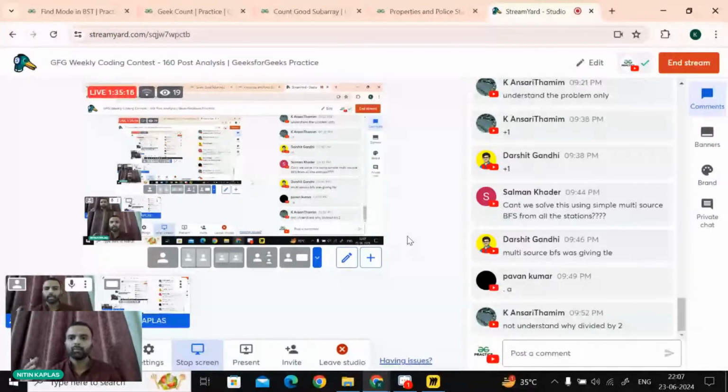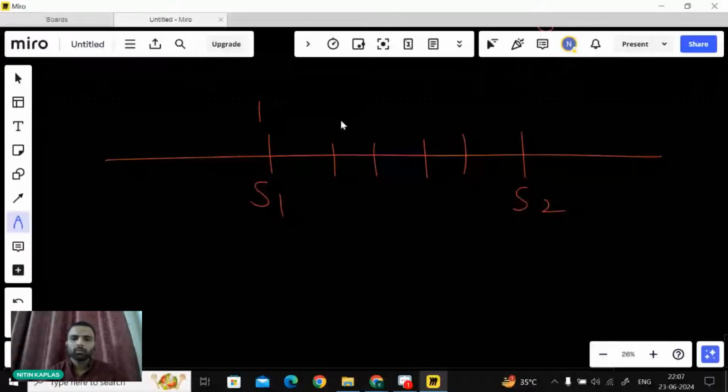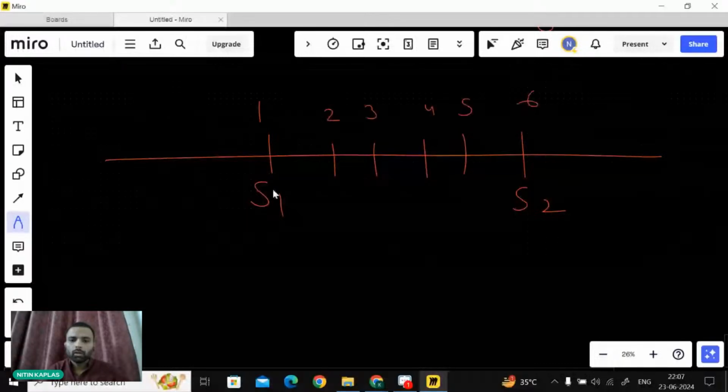Just do the dry run, if you don't understand why we divide by 2. As I already told you, this part I also told you. Okay, so if you have this 6, this 8. Let's take another example. For example, S1, S2. So this is 4 plots. For example, this is 1, this is 2, this is 3, this is 4, this is 5, this is 6. If you buy this and this, what is your cost?